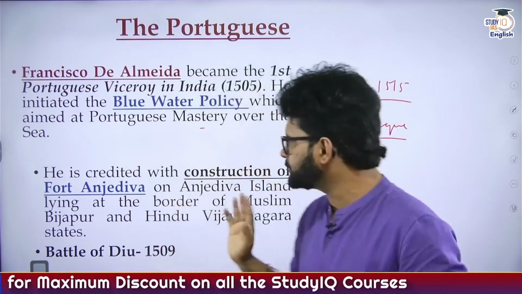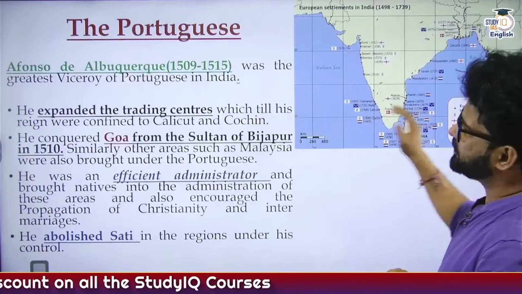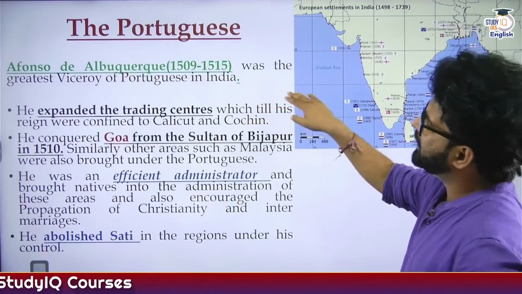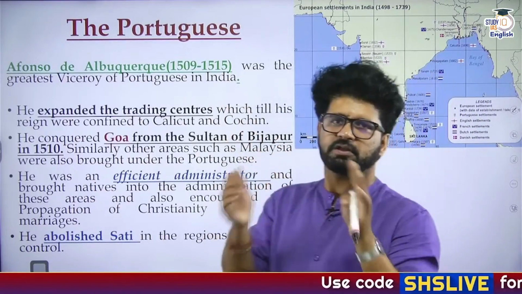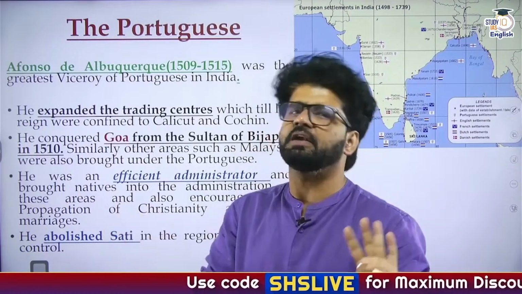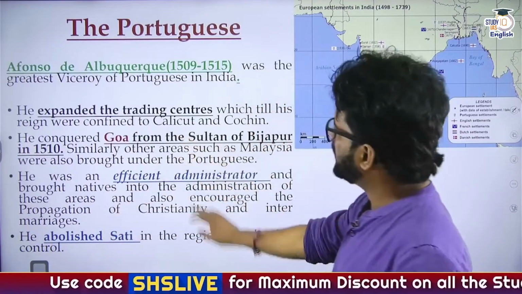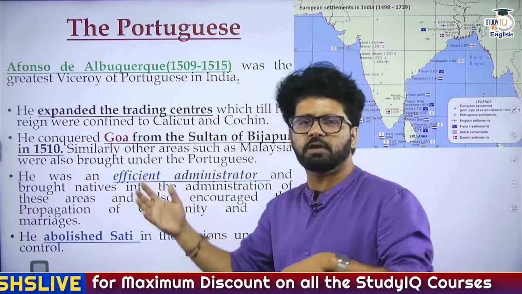And these three Portuguese viceroys are very important from an exam perspective. Afonso de Albuquerque was the greatest viceroy of the Portuguese in India. We have talked about his three aims: first, to keep a tab on Islamic expansion; second, to expand Christianity; third, to expand trade. He will do all these three things, not only in Portugal, even in India.